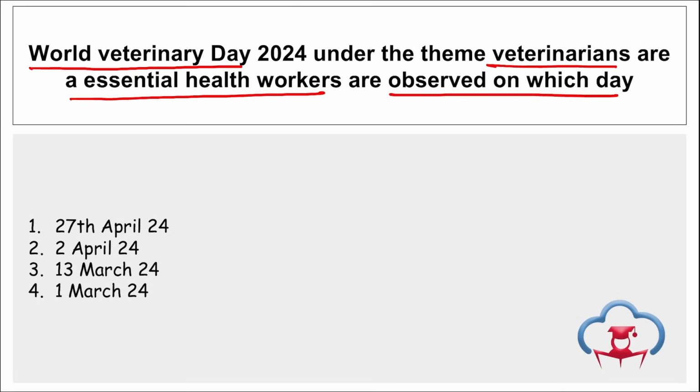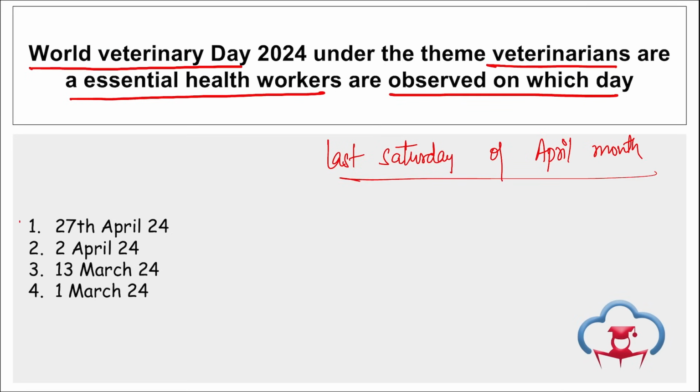So this day is observed on the last Saturday of April month. Right? So this year in 2024, it was 27th of April. This day is observed to raise awareness about the veterinarians and recognize and celebrate the contribution of these vets to the animal health and welfare. Right? Who are vets? Vets are known as the doctors of animals. Right? Take a note of this.